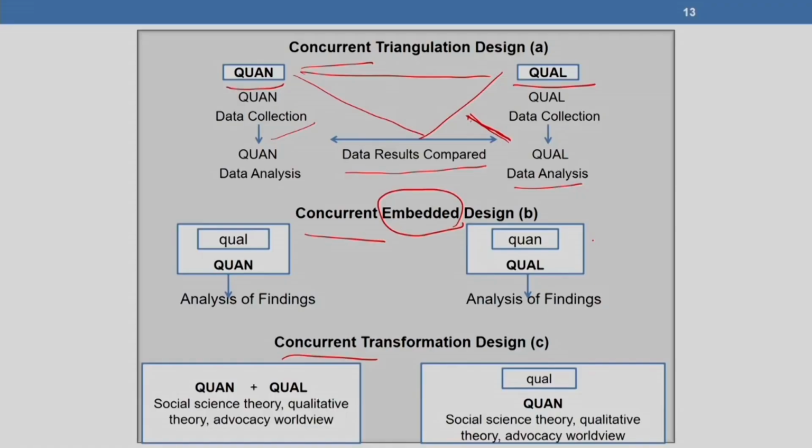If it is the same, then you go on, then your research becomes very robust. However, if it is contradicting, then you go on for further analysis of your research. A second visual model is a concurrent embedded design.